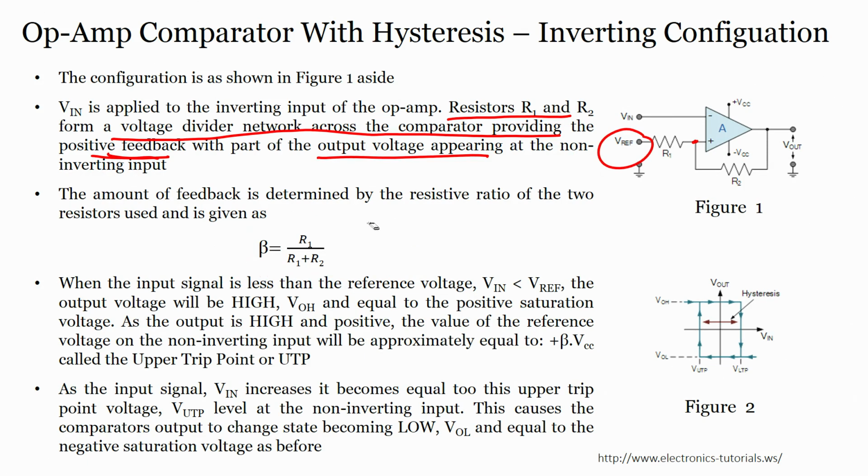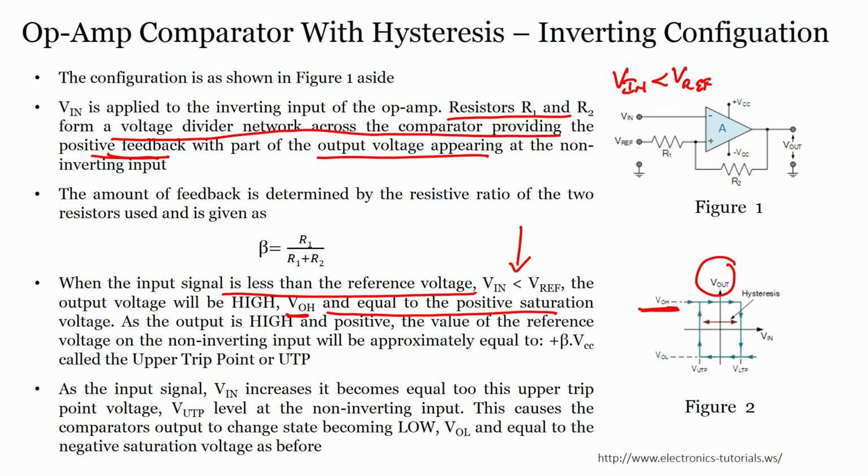So, anyway, point is when the input signal is less than the reference voltage, that is V in is less than reference voltage, the output voltage will be high. You see here the output voltage would be high when V in is less than V reference. The output voltage will be high, that is VOH, equal to the positive saturation value. It will be here when V in is less than V reference voltage. Why? Because the positive is higher than the negative, that means it will go to the positive saturation of the comparator, correct.